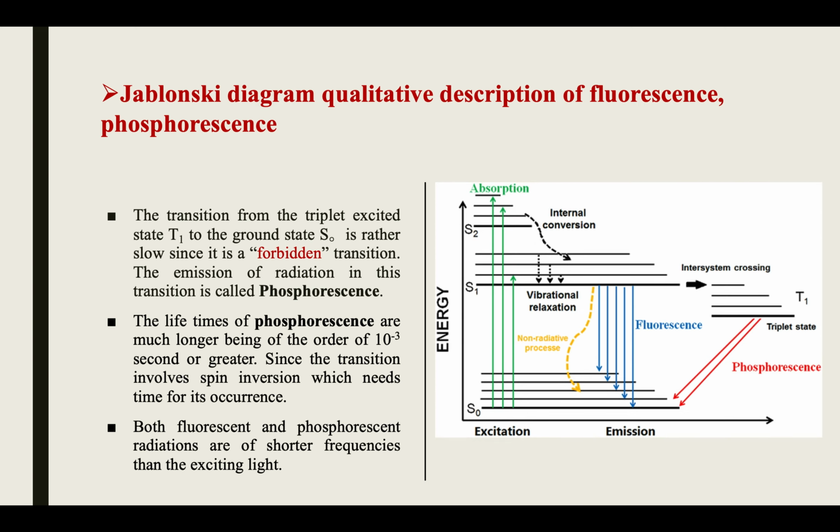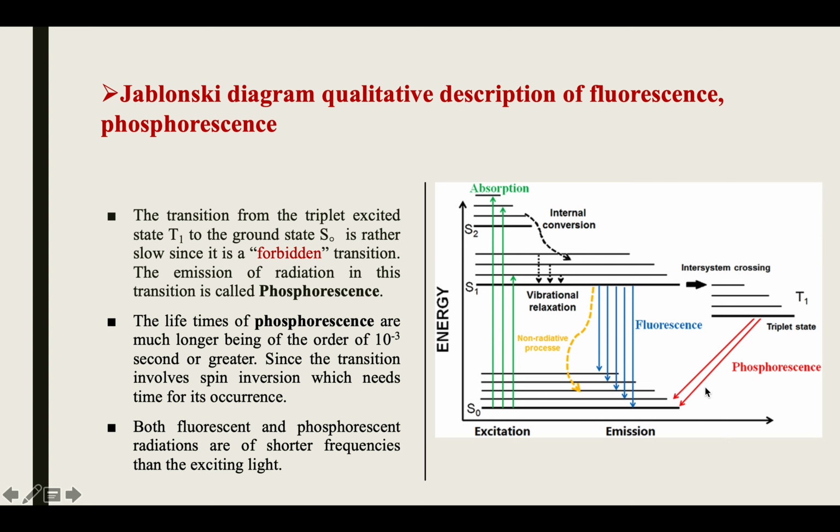light. As you can see in this picture, T1 to S0. At this stage your spins are parallel, and to get down to the ground state you require more time than the fluorescent processes. So that's why phosphorescence is a slower process. It requires 10 to the power minus 3 second to 1 second. So this transition we call a forbidden transition.